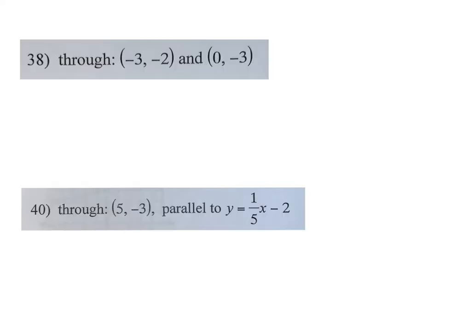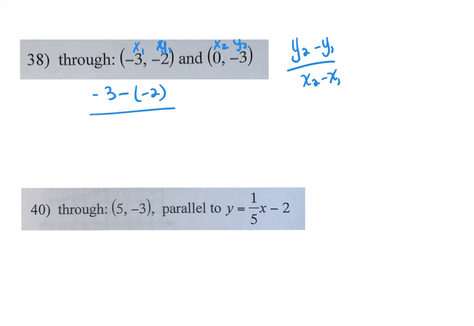All right, so for the first one, basically they're asking the same question we just did. They just didn't hand you the slope. So you're going to have to use your slope formula here to solve for it. y2 minus y1 over x2 minus x1. Solve for your slope first. So I would say -3 minus a -2 over 0 minus a -3. So I would say -1 over 3. -1/3 is my slope, okay?